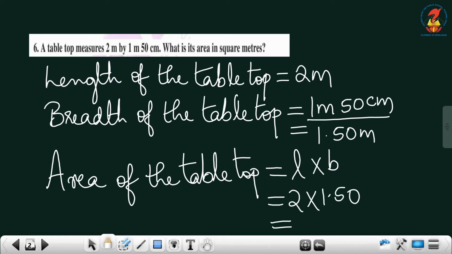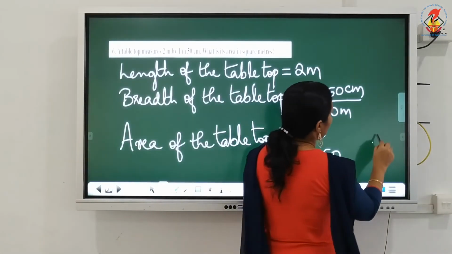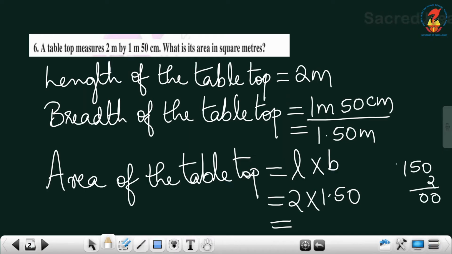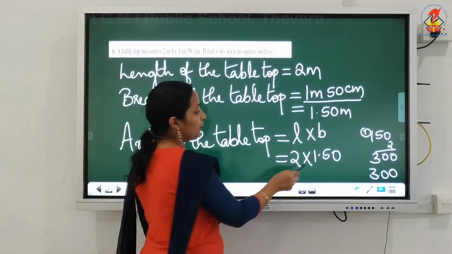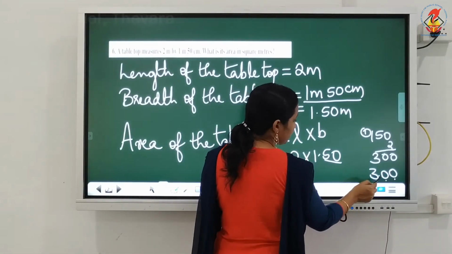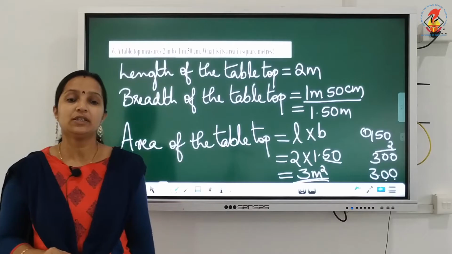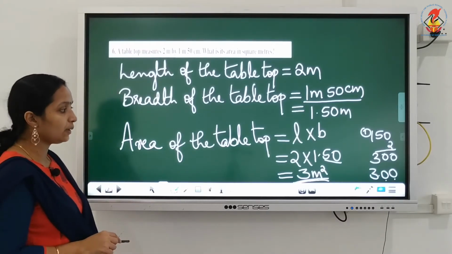2 into 1.50. When you are doing multiplication, don't take the decimal point. What is the answer? 150 into 2. What will you get? 300. That means there are 2 places in the decimal part. So from the right side, after 2 digits, first digit, second digit, then only you put the point. So what is the answer? You will get 3 meters square. So what is the area of that particular tabletop? 3 meters square. I hope this answer is clear.